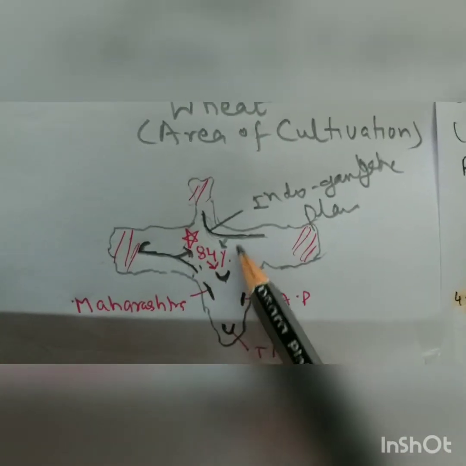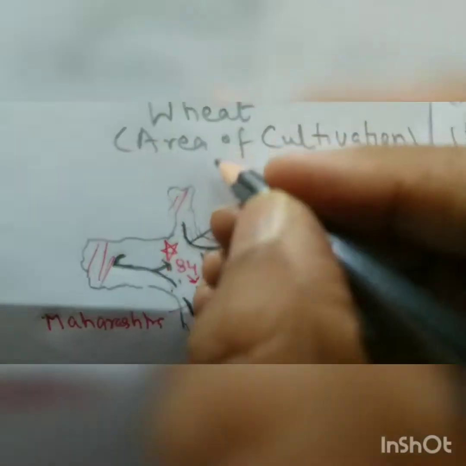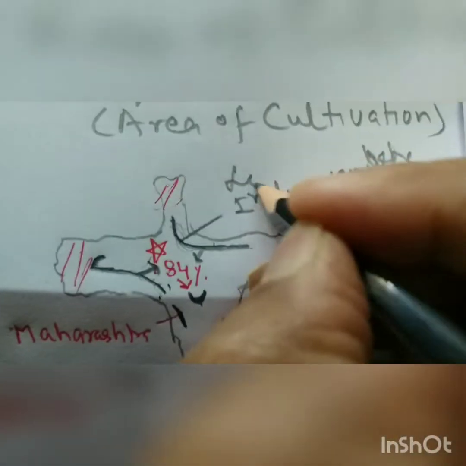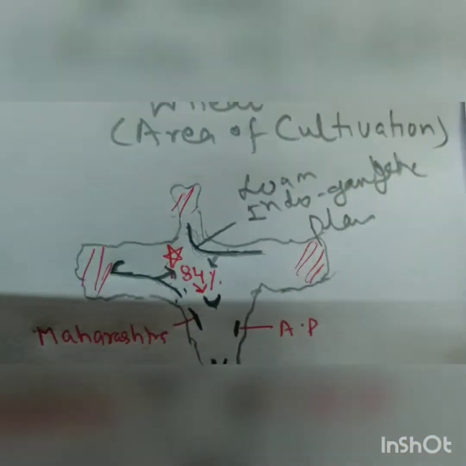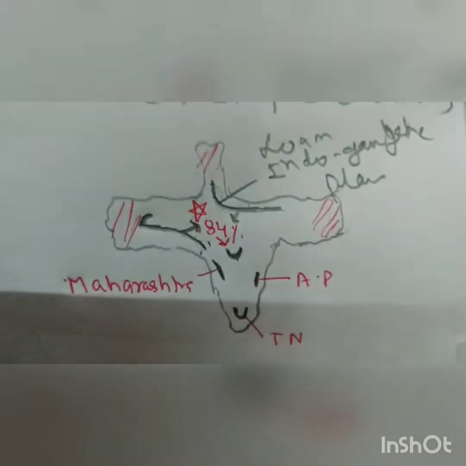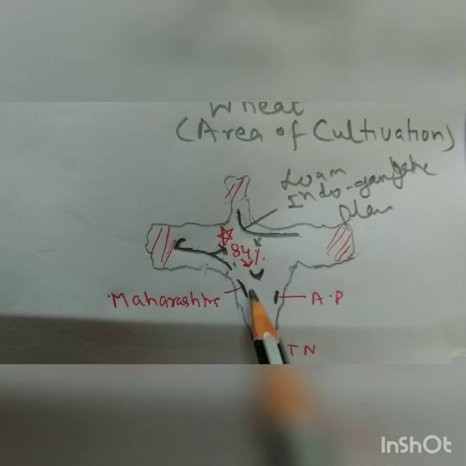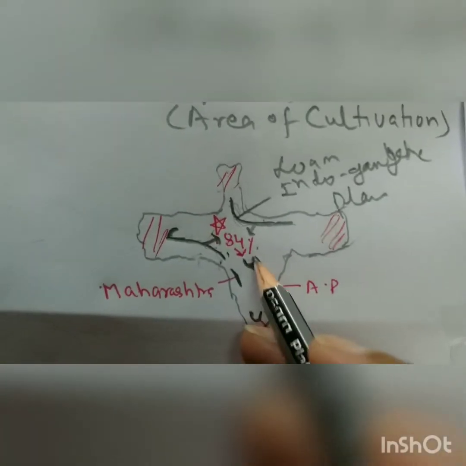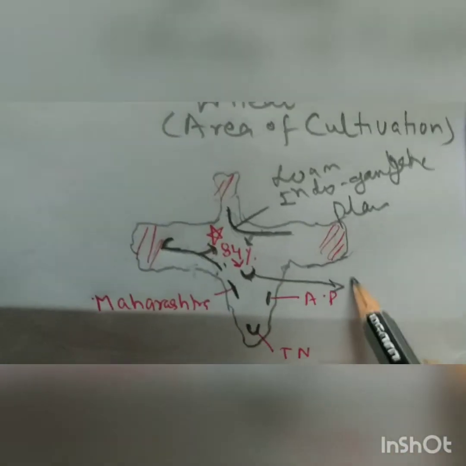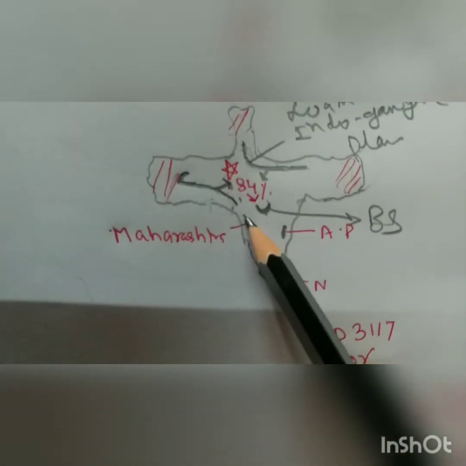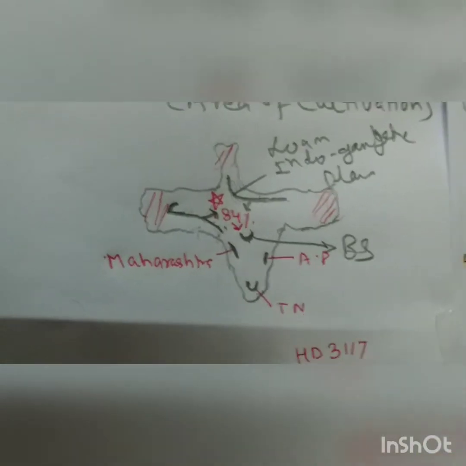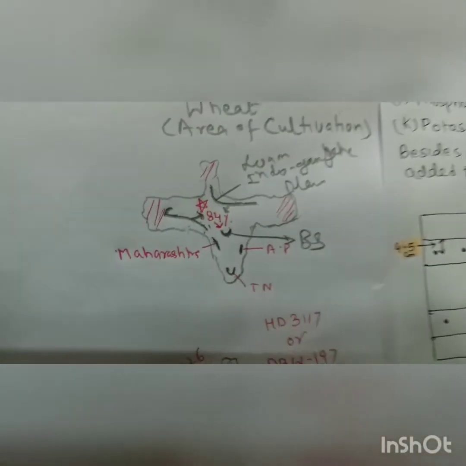Now we have done so much on cultivation areas. We know the soil here is loam, alluvial, and here we have the sandy loam, and here we have the heavy soil, or we call it black soil, right? Besides, it occurs in patches in Maharashtra, Tamil Nadu, Andhra Pradesh, right? So this is the cultivation area.